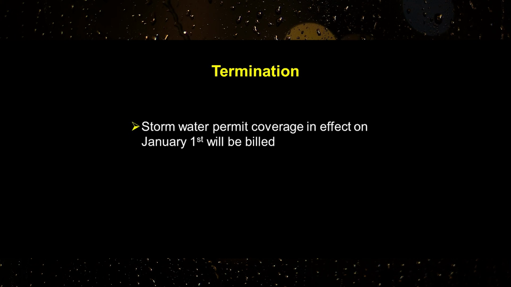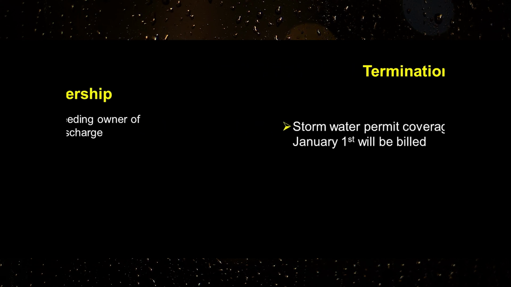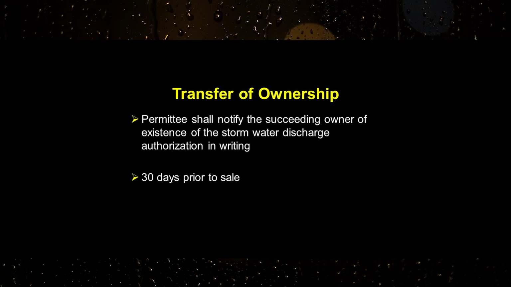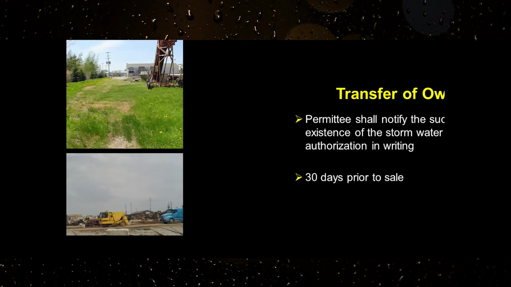Any facility with stormwater coverage as of January 1st will be required to pay the annual permit fee. If there is any change in tenant or ownership of the facility, the permittee shall notify the succeeding owner or tenant of the existence of the permit in writing. A transfer of coverage form must be completed in MyWaters 30 days prior to the actual transfer.